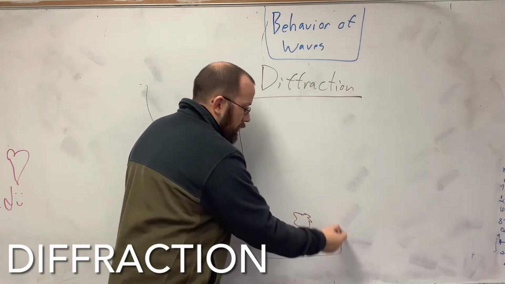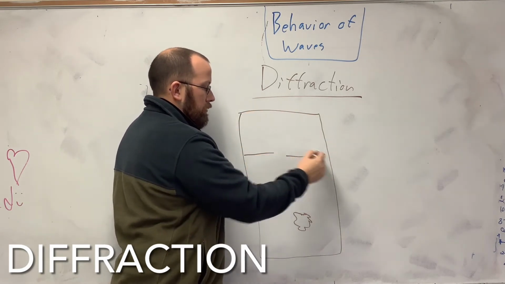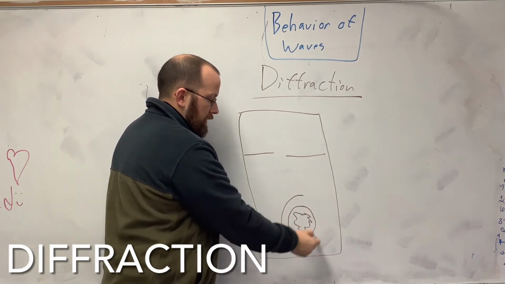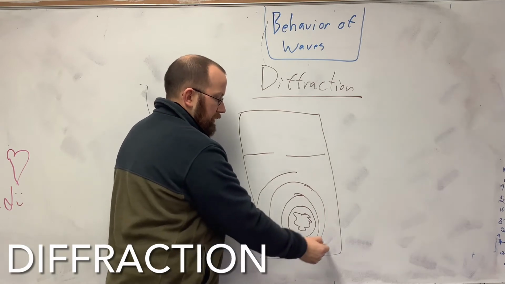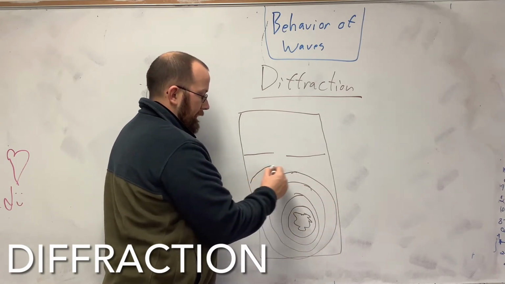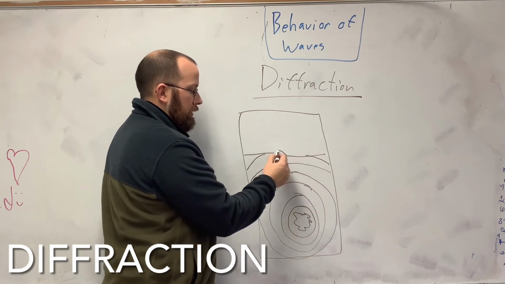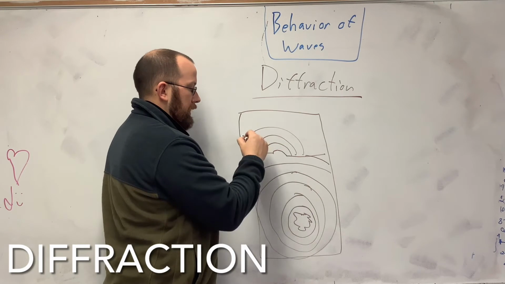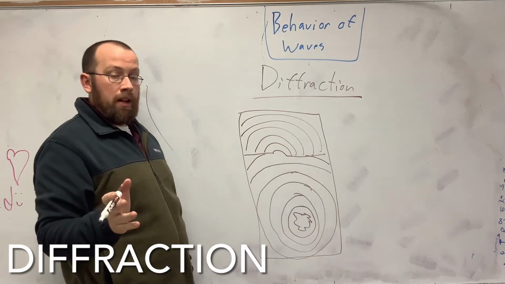Say this is the hallway. This is the entrance to your room. It's a small opening. So that wave starts going out, and this is just diffraction. I'm not going to do all the reflection and everything. So when it hits your doorway, it actually bends and starts opening up again, and then it propagates throughout the entire room.